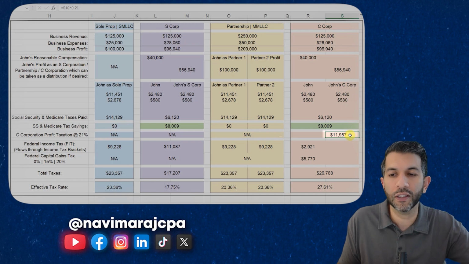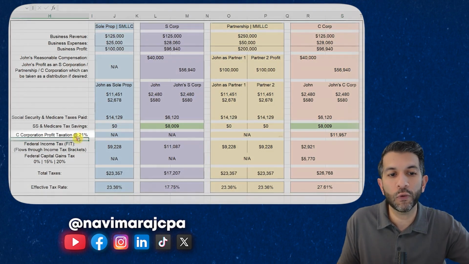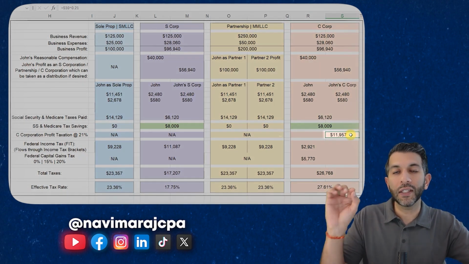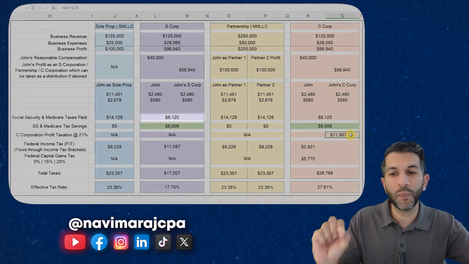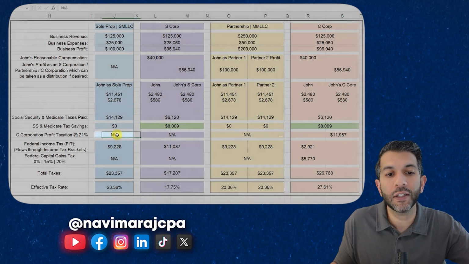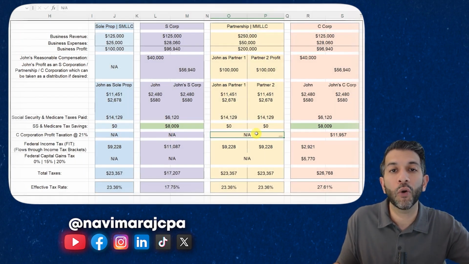I'm going to show you this on the tax form in just a second. Okay, so $56,940 times the 21% tax rate is $11,957. The C Corporation itself is paying that as an income tax. Okay, that's different from all these entities here that are pass-through entities and don't have to pay tax, or I should say don't have to pay income tax at the entity level.